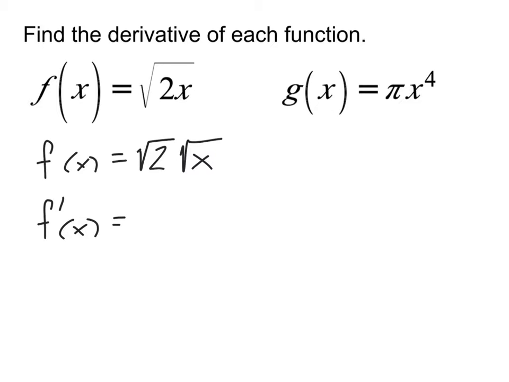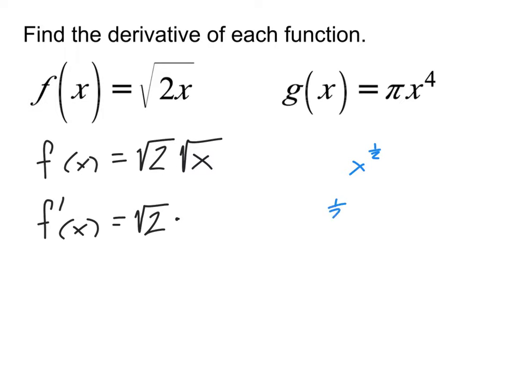Now the square root of 2, remember, that's just a number. It's a constant. It's a more complicated constant than just 2 or 3 or something like that. But it is just a constant. And so I'm going to do the square root of 2 times the derivative of root x. Now, what's the derivative of the square root of x?